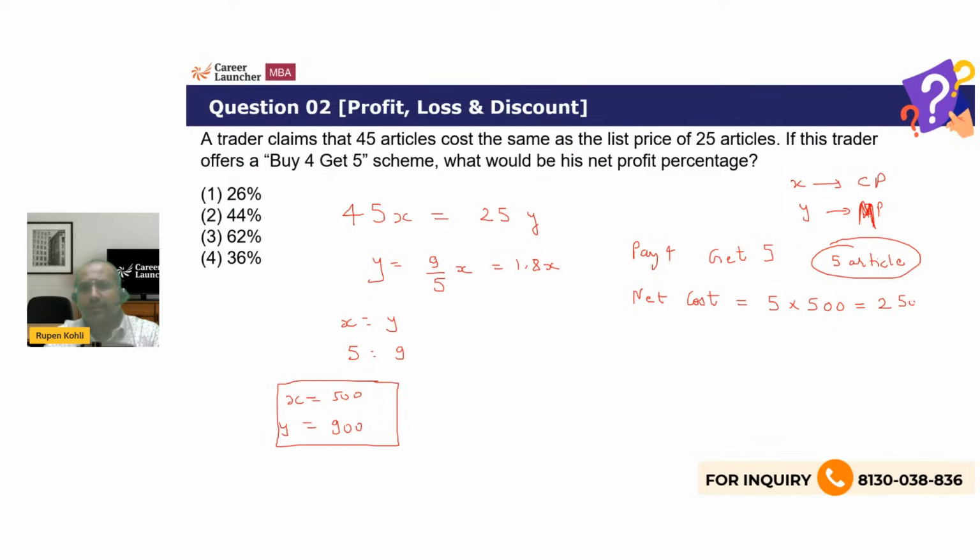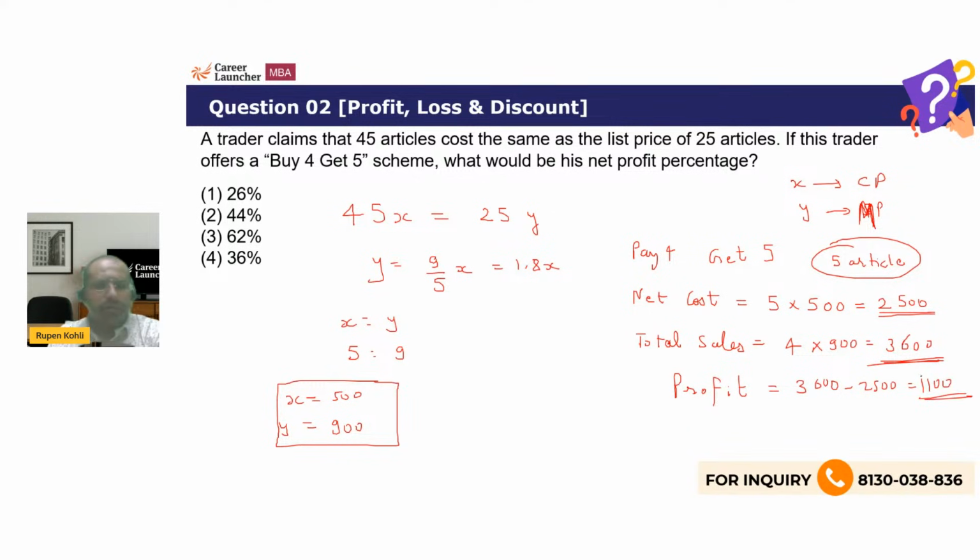So 5 into 500, he has incurred 2,500 rupees. That is not going anywhere. But he has got the revenue of only 4 of them. So his total sales value, or the revenue, is 4 into the marked price, which is 900. So that is 3,600. So there goes your comparison of cost versus actual revenue. Therefore your profit is 3,600 minus 2,500, which is 1,100, right?